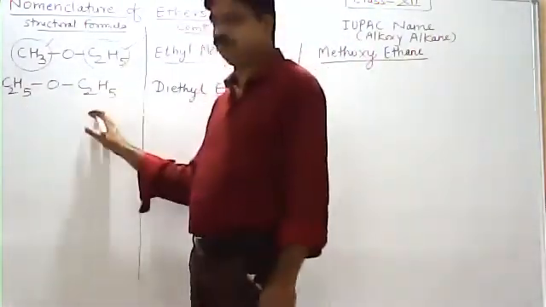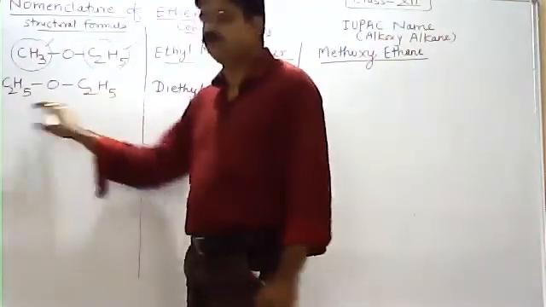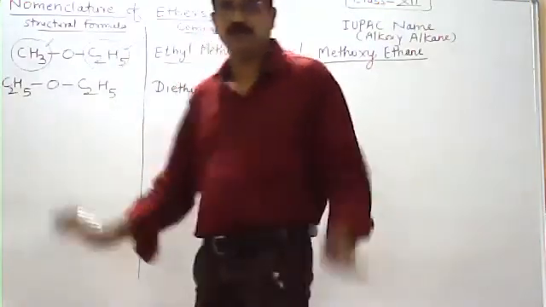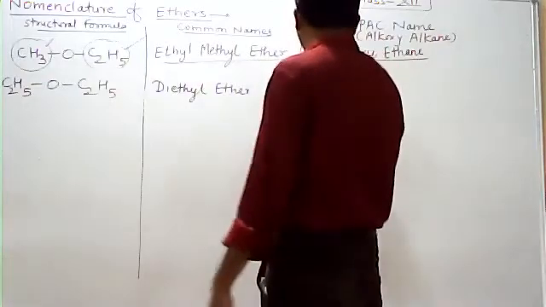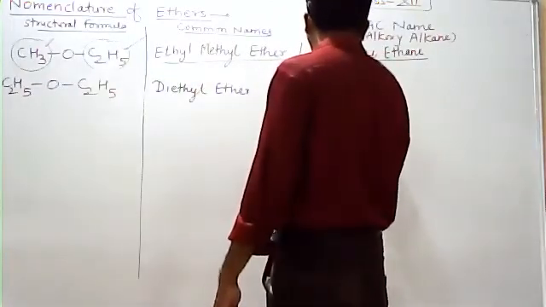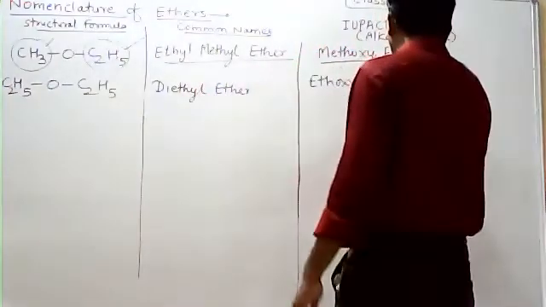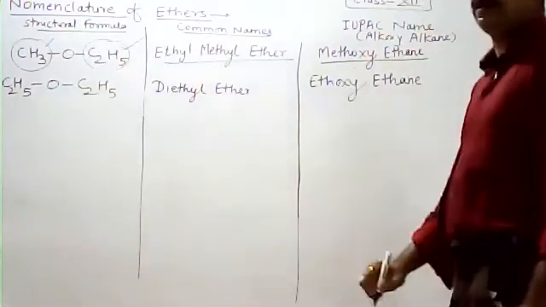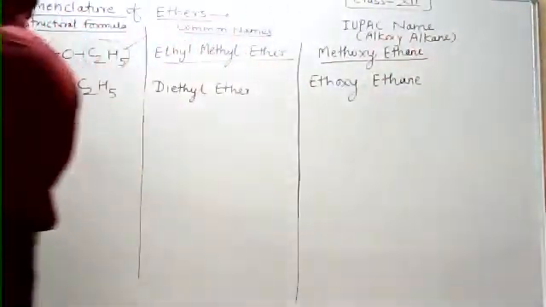Both are identical groups. So either alkyl group is considered the alkoxy part, and the other is considered the alkane part. So one ethyl becomes ethoxy and the other ethyl becomes ethane. So ethoxy, ethane. Ethoxyethane is the name. Okay. Then next one.